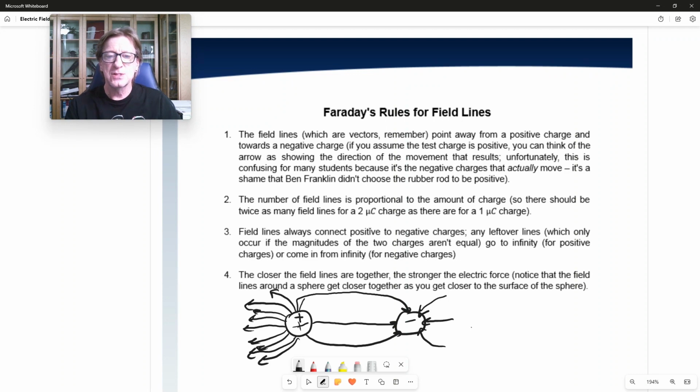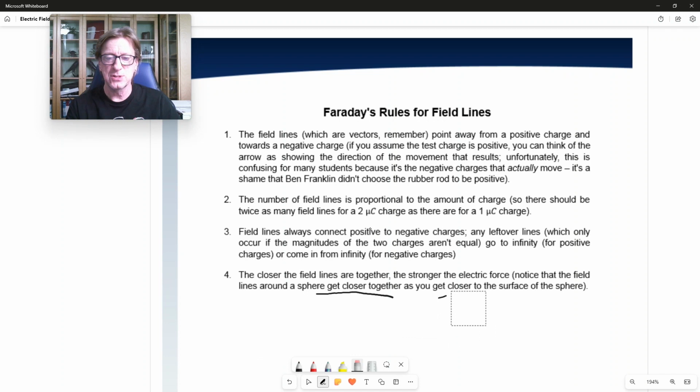So this is one way that we can make sure that we have a good representation of what's going on. The other thing tells us the closer the field lines are together, the stronger the electric force. Now, I'm going to, again, erase this right quick, and let's just talk about a single charge here for the moment. So let's say that I've got a positive charge here. Well, my field lines, remember, should look something like this.